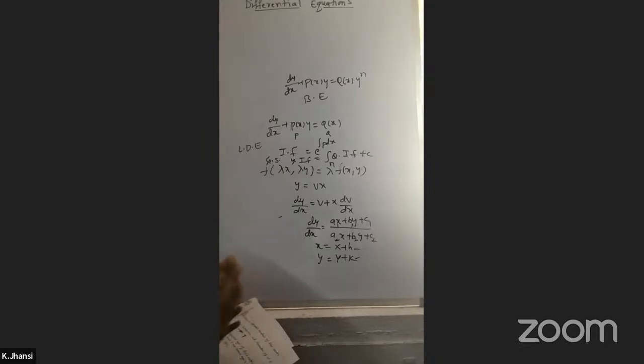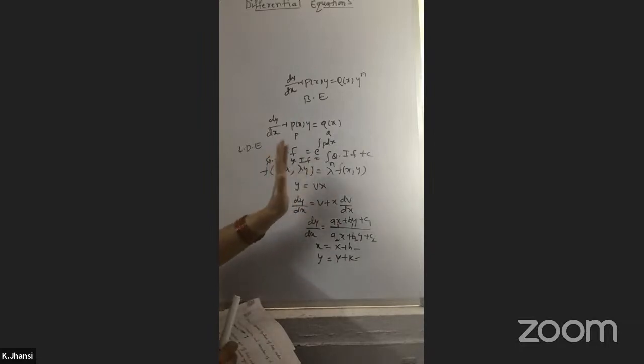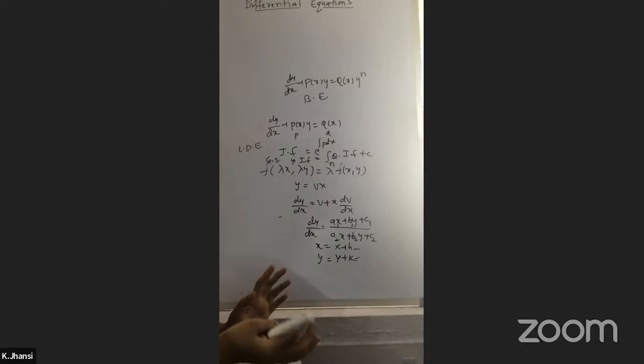From the start, whatever we learned, the variable separable method is applicable in all these 4 methods. Whenever you convert from one form to another, you will use the variable separable method in the middle, and then you will do the integration and find the general solution. Okay, these are about unit 5.